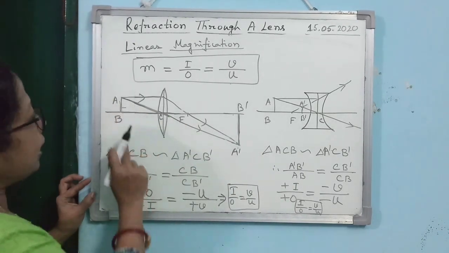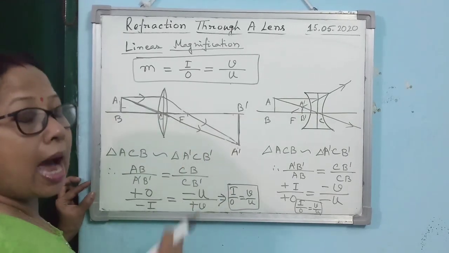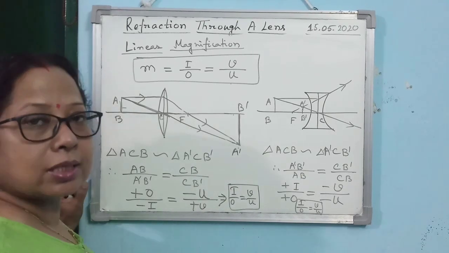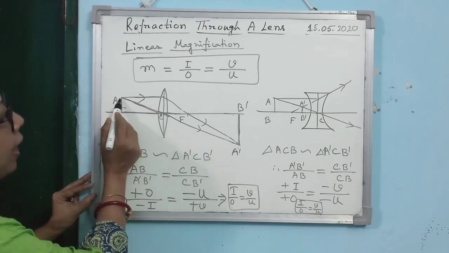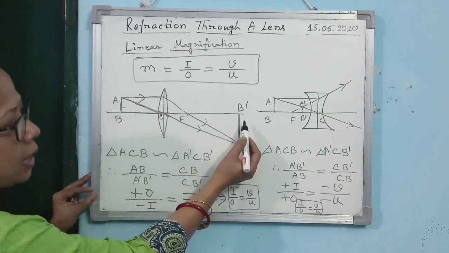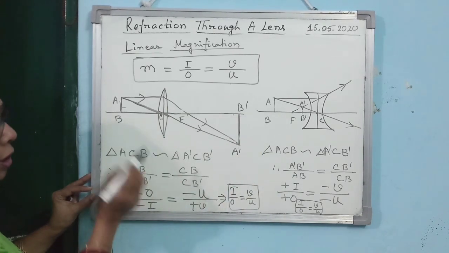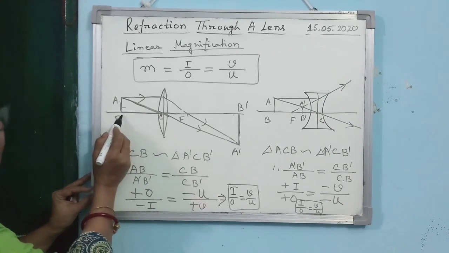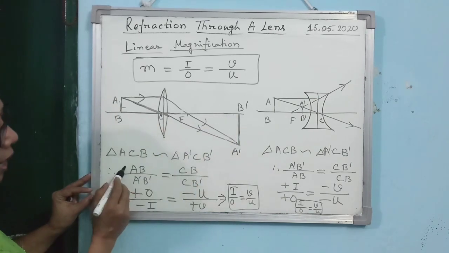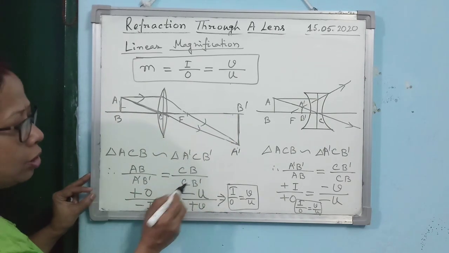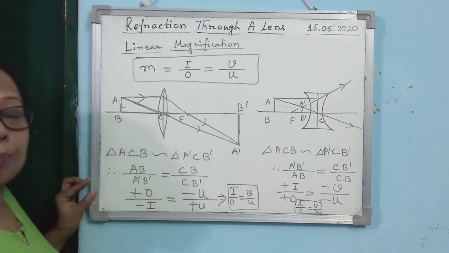Alright. So ACB and A dash CB dash are similar triangles. And you know, in similar triangles, corresponding sides bear the same ratio. So here you see, look at it, ACB. If I take AB, then what is the corresponding side in A dash CB dash? A dash B dash. So what you can write, AB by A dash B dash equal to CB, I have taken. So what is the corresponding side of CB? CB dash. So AB by A dash B dash is equal to CB by CB dash.